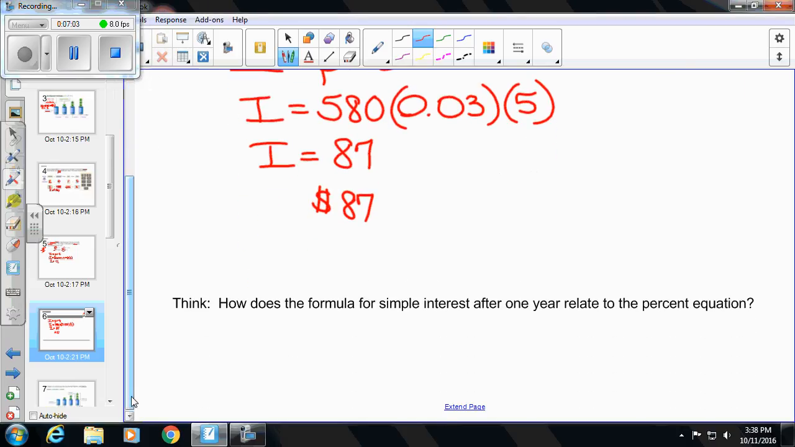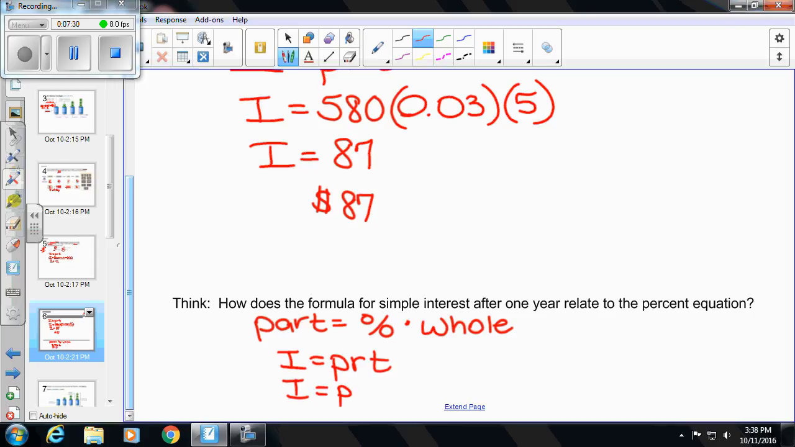I want you to think about this. How does the formula for simple interest after 1 year relate to our percent equation? Remember, our percent equation is the part equals the percent times the whole. If we look at our interest equals principal times rate times time.